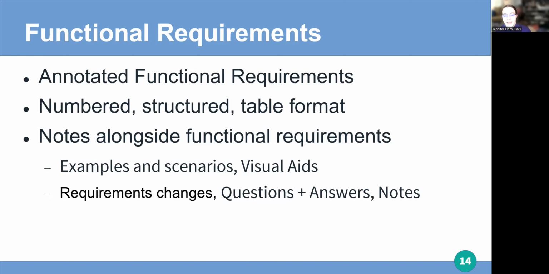And so by having that side-by-side approach, we can also add visual aids or additional notes. We can note any requirements changes or questions and answers. So it's a nice way, and it's been very successful for conveying understanding. So we have the requirement and the example.